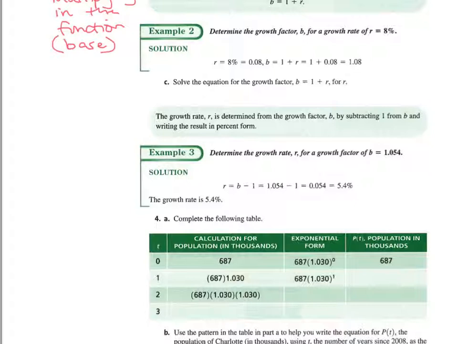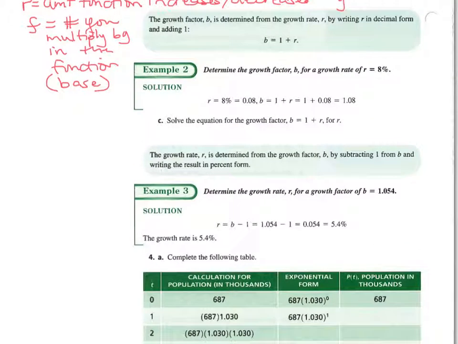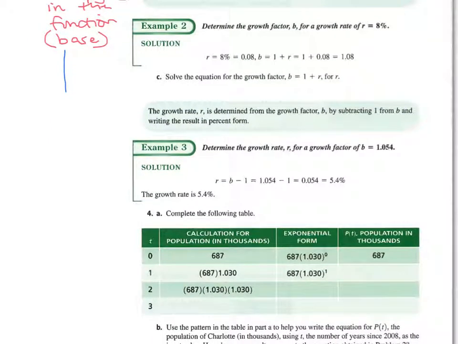Solve the equation for the growth factor for this one. So up here, they gave us B equals 1 plus R. The next thing they're having us do is take that equation and solve it so that we have one for R as well. If we said what's the formula for R, that is B minus 1. So if I wanted the growth rate and I knew the growth factor, I would just subtract 1, just the opposite of what we just did.